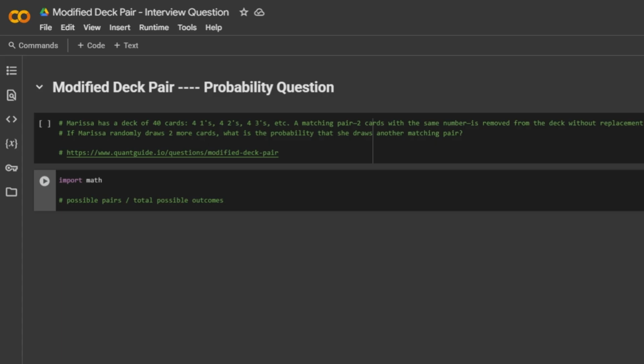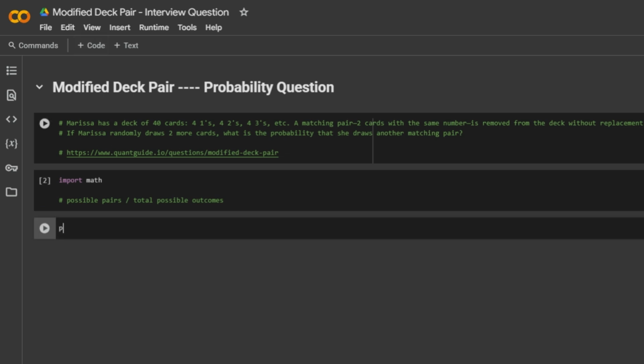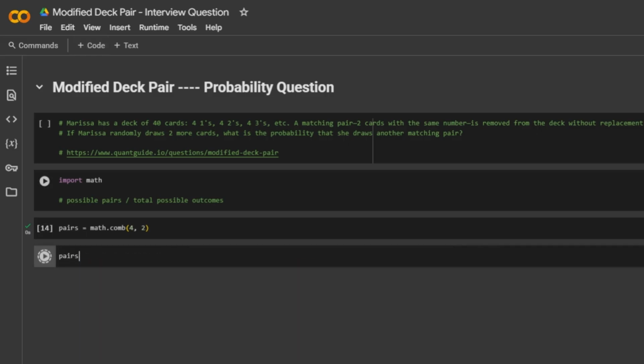So what this is asking is the probability of a pair being drawn. So all we have to do for that is possible pairs divided by the total possible outcomes. In this case, both of them are going to require combination. So here for pairs, we're going to define it as pairs, and we're going to set it equal to math.comb, or combination, and we're going to do 4 and 2. Now we'll just look at pairs and see what that returns us, and you can see that gives us 6.